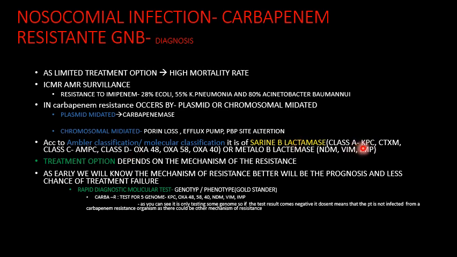In class A, the most common types are KPCs and CTX-M. In class C, it is AmpC, and in class D, it is OXA-48, OXA-58, OXA-40. In metallo beta lactamase, the most common are NDM, VIM, IMP.